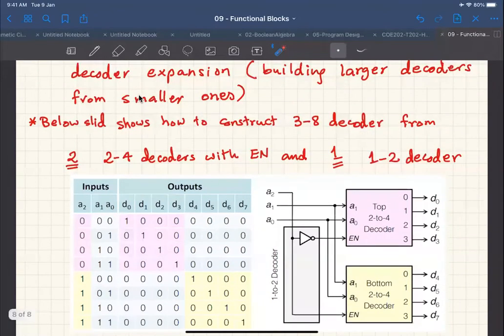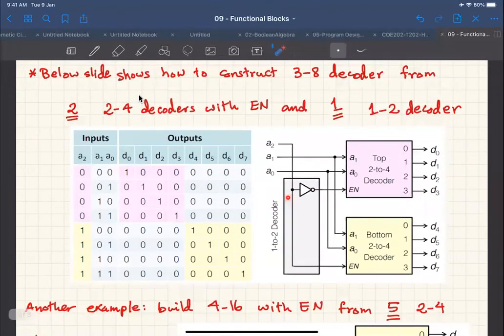The slide below shows how to construct a 3 to 8 decoder from 2 to 4 decoders with enable, and a 1 to 2 decoder. This 1 to 2 decoder is, by the way, nothing but an inverter. You take A2 and invert it or take it as is. When you have a 1 bit input, you only have 2 minterms, either A complement or A.